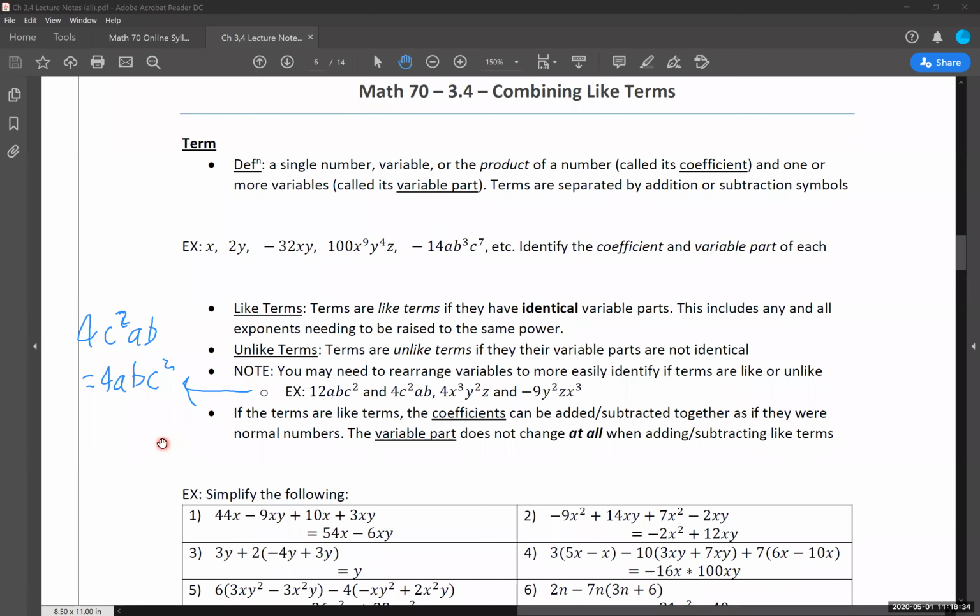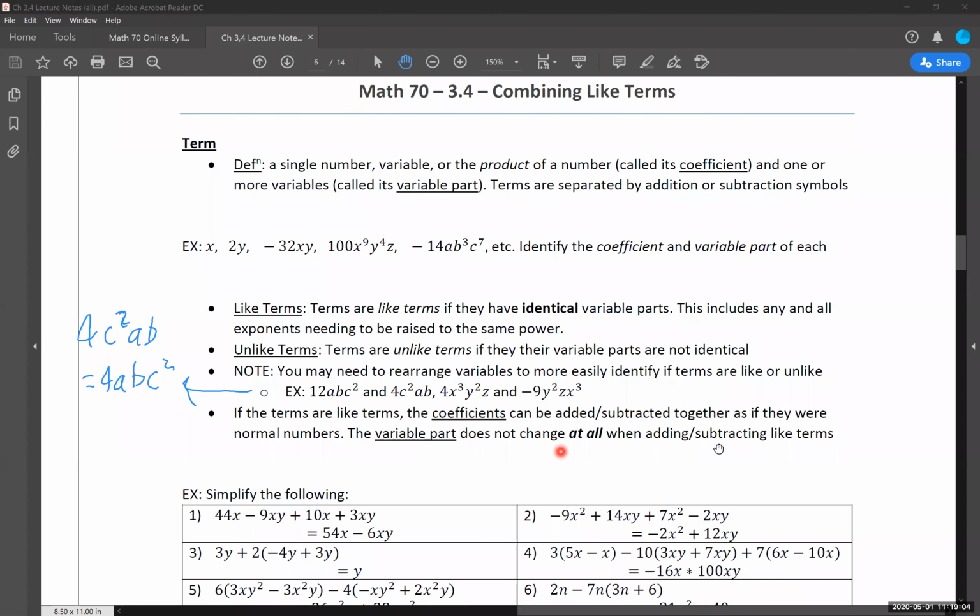Okay? So look at our next part. If the terms are like terms, so if we rearrange these things and determine I have a like term here and a like term there, great. Then the coefficients, specifically the coefficients, can be added or subtracted together as if they were normal numbers. The variable part does not change at all when you are adding or subtracting like terms.